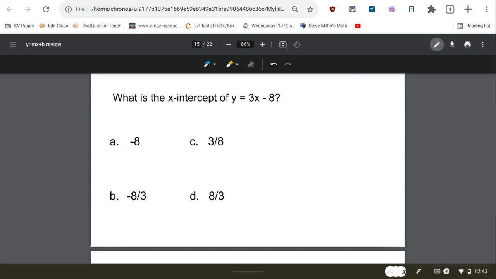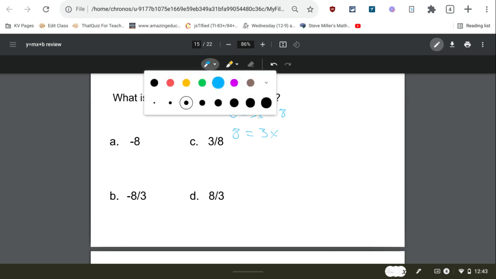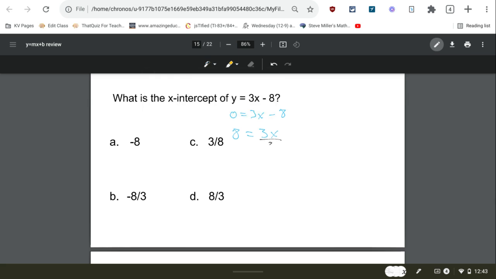All right, find the x-intercept here. To find the x-intercept, we're going to plug in 0 for y and then solve this equation. So add 8 to both sides. 8 is equal to 3x. And then divide by 3. The 3's cancel, so x is equal to 8 over 3.